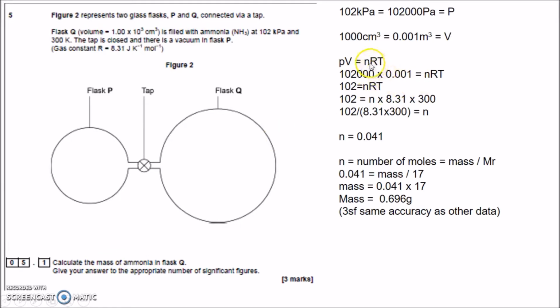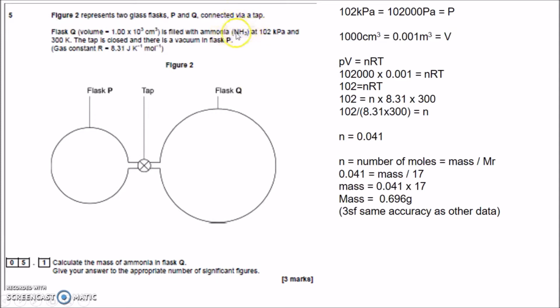Well, if I find out N, the number of moles, I can probably find out the mass from that, especially if I know the MR of NH3. R is the gas constant, I've got that. T is the temperature in Kelvin. It's already in Kelvin. If it was in degrees C, I'd have to add on 273 to get it into Kelvin, but it's already in Kelvin, so that's 300. So I'm just starting to put these in now. 102,000 pascals multiplied by 0.001, that's my volume in meters cubed, equals N, the number of moles, multiplied by 8.31, which is my gas constant, multiplied by 300, which is my temperature in Kelvin. So N is 102 divided by 8.31, because I'm taking it across the other side, divided by 300. N is 0.041, that's the number of moles.